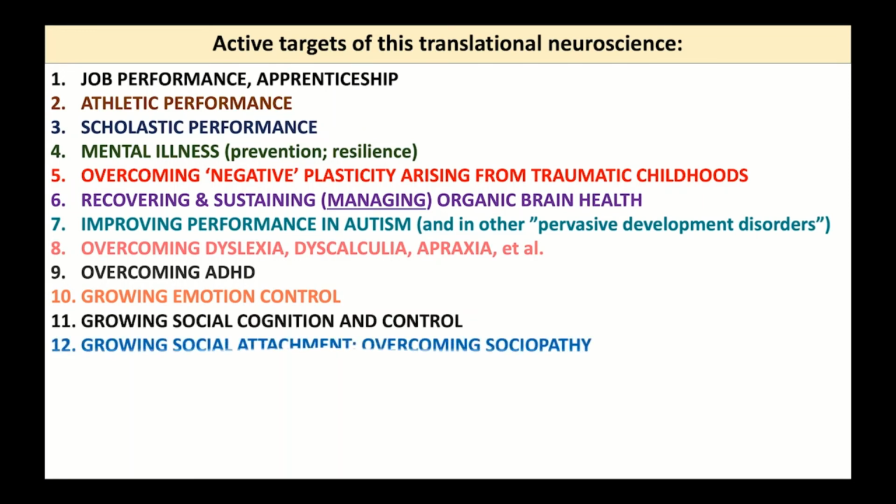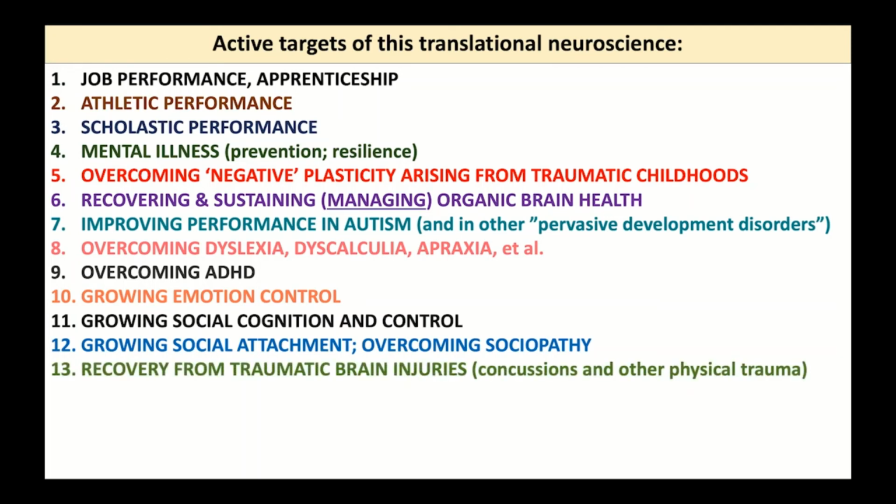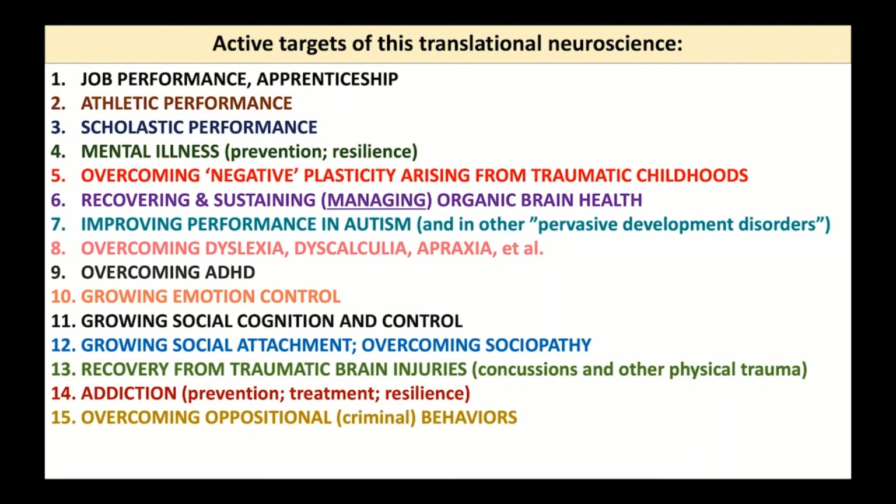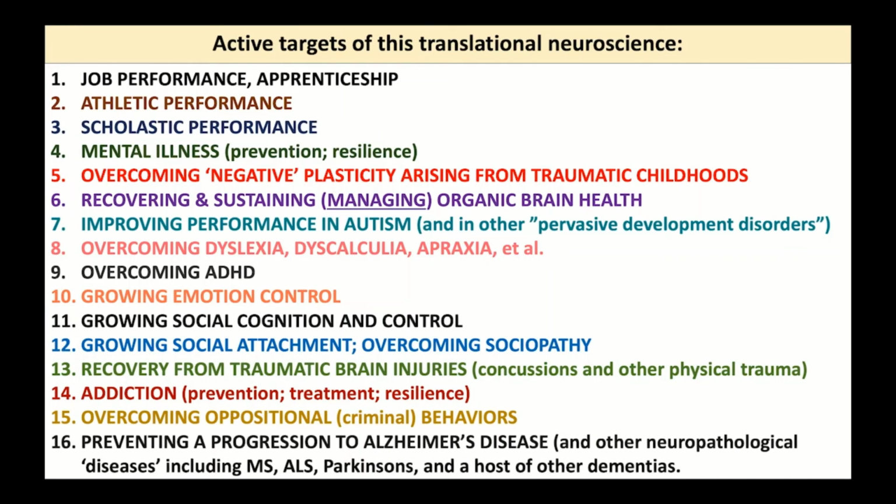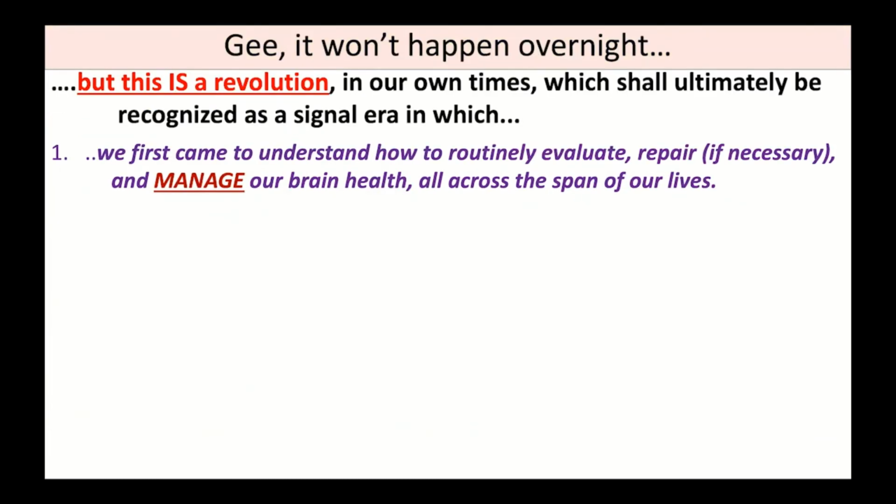growing emotional control, growing social cognition and control, growing social attachment, overcoming sociopathy, which is a terrible plague, and recovering from traumatic brain injuries, addiction, prevention, treatment, being strong so you don't fall into addiction again, overcoming oppositional behaviors. Maybe you're in prison, maybe you want to live a better life, maybe you can recover yourself neurologically so you can safely do that, and preventing a progression to Alzheimer's disease and other neuropathological diseases like MS, ALS, Parkinson's disease, a host of other things.